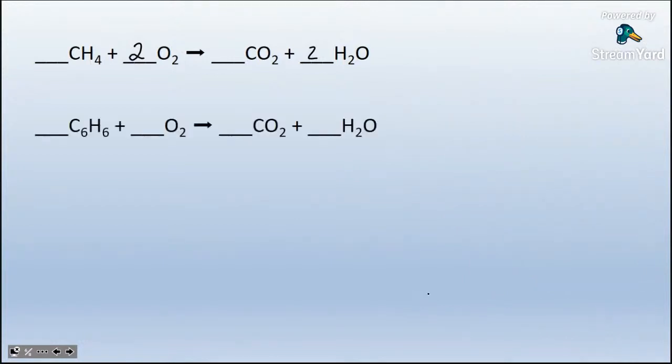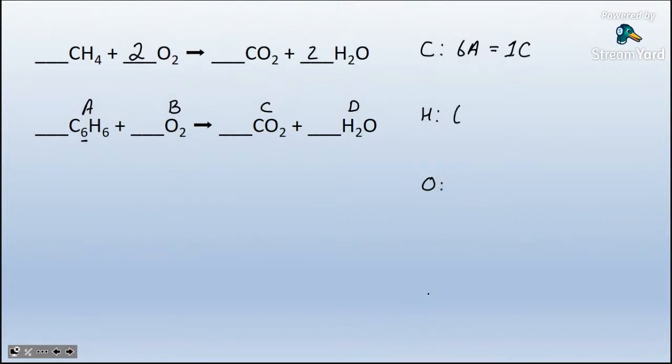C6H6 plus O2 yields CO2 and H2O. So again, I'm going to label A, B, C, and D. Then I'm going to list my elements. Again, I have carbon, hydrogen, and oxygen. For carbon, there are 6 carbons in A, none in B. Arrow becomes an equal, and I have 1 carbon in C, none in D.